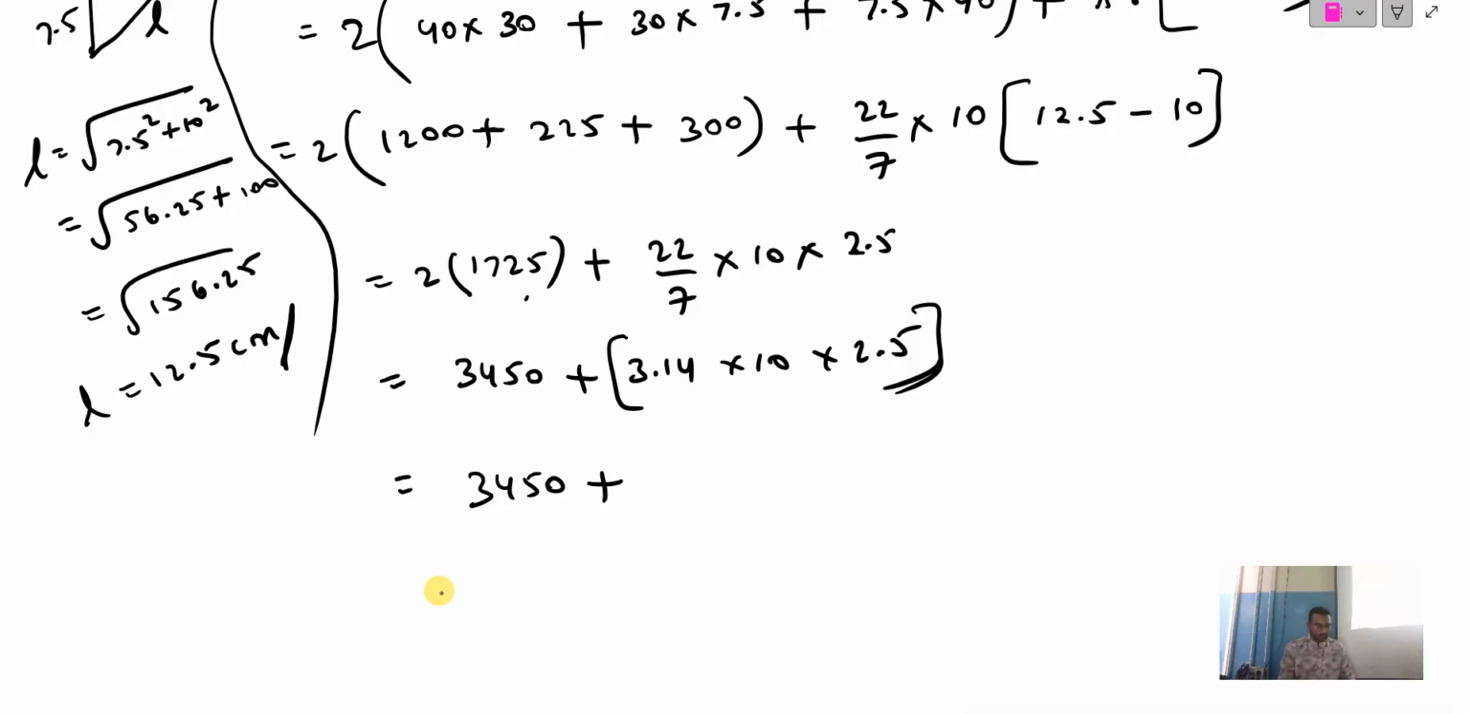So this problem is also one of the most important problems. Do not forget it. So at last we are left with two more problems.